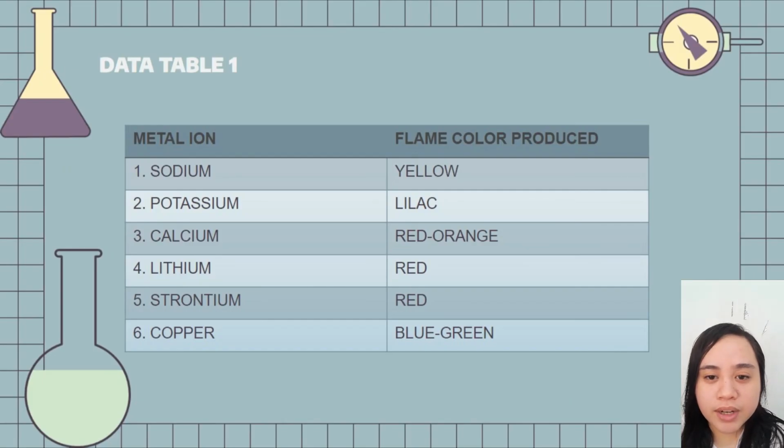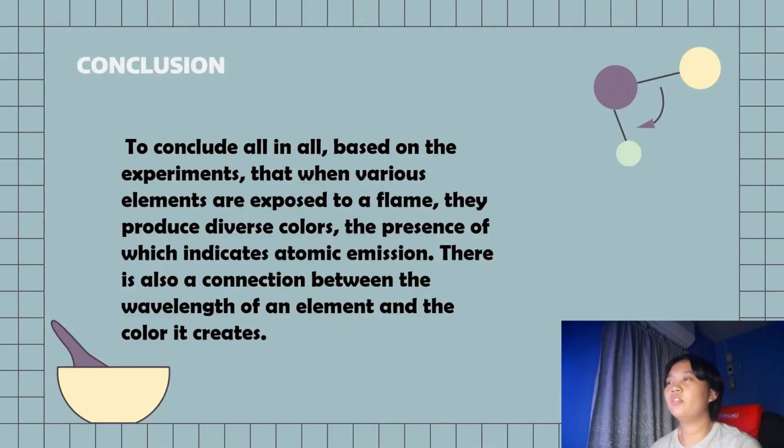And for table 1, the flame color produced by the metal ion sodium is yellow, while potassium is lilac, calcium is orange-red, lithium and strontium are red, and copper is blue-green. So for the conclusion, to conclude all in all, based on the experiments, when various elements are exposed to a flame, they produce diverse colors, the presence of which indicates atomic emission. There is also a connection between the wavelength of an element and the color it creates.